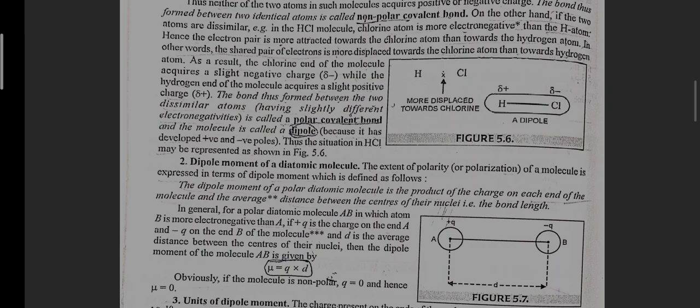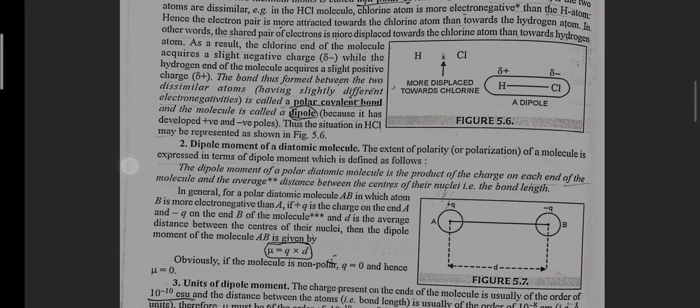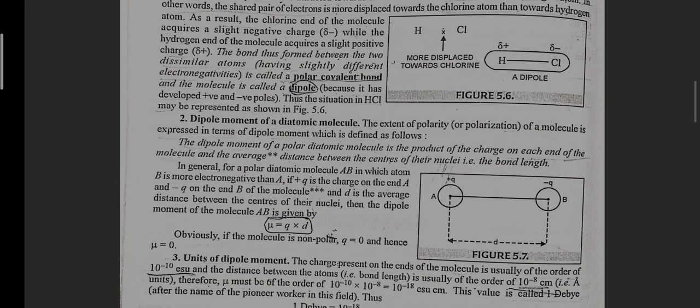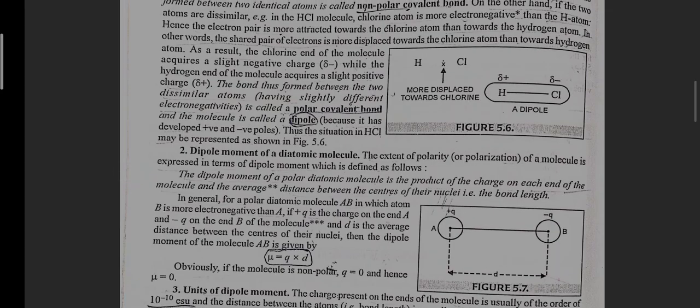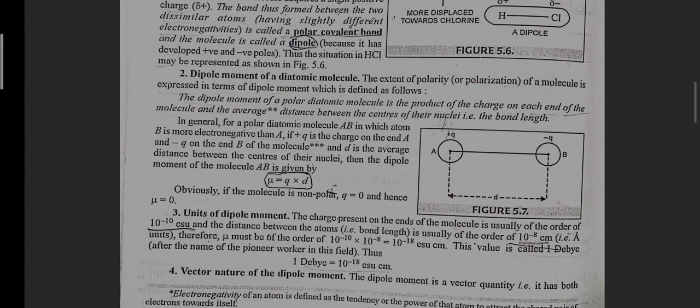The bond thus formed between the two dissimilar atoms is called a polar covalent bond, and the molecule is called a dipole because it has developed positive and negative poles. Thus, the situation in HCl may be represented as shown: delta positive charge on H and delta negative charge on Cl. Next, dipole moment of a diatomic molecule.